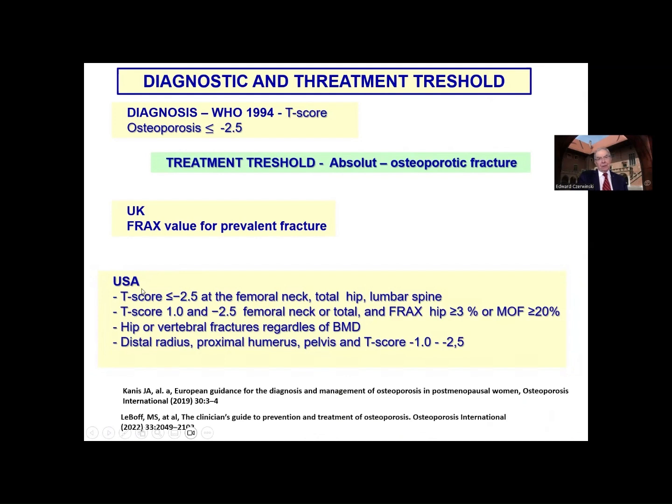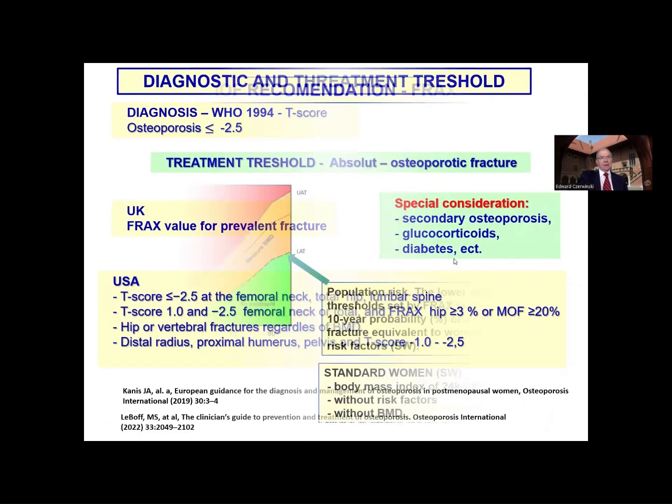In the US, you now have the references. A T-score meaning osteoporosis in the hip or spine. In osteopenia, FRAX hip more than 3%, and MOF more than 20. Vertebral fractures, regardless of BMD, and distal radius fracture, proximal femur and pelvis fractures with osteopenia. That's the threshold. Everybody has to take into consideration other factors which are not in this scheme, meaning secondary osteoporosis, glucocorticoids, diabetes, and so on.